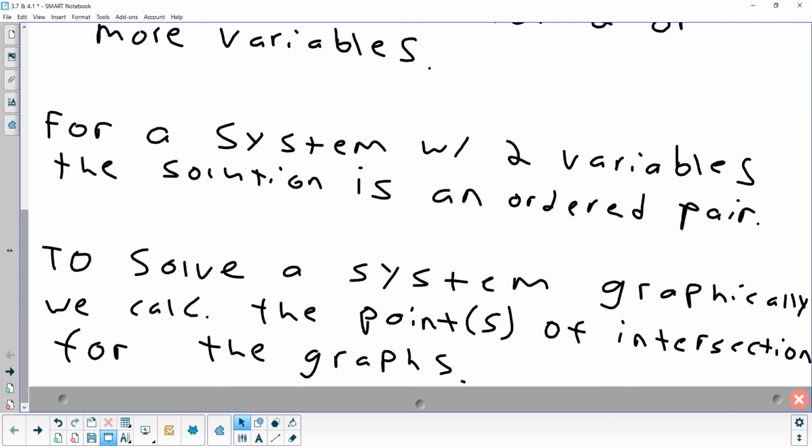And we already said that. So to solve a system graphically, we're going to calculate the point of intersection. As far as the features of the calculator, we're not really learning anything new today. We're really just plugging something in and using a skill we've already done before.